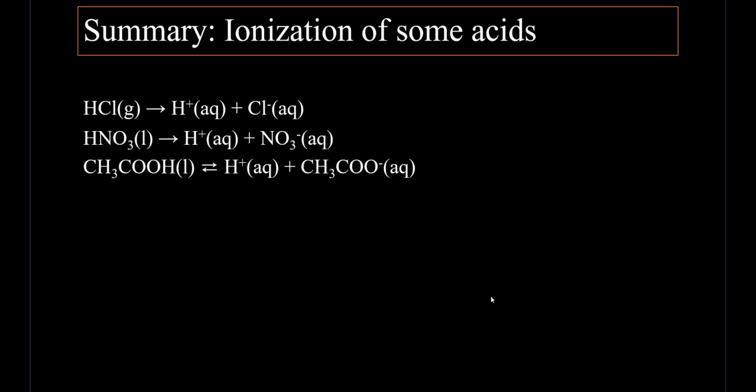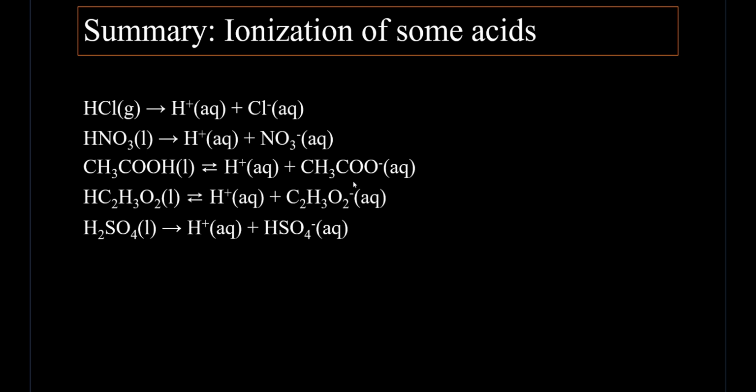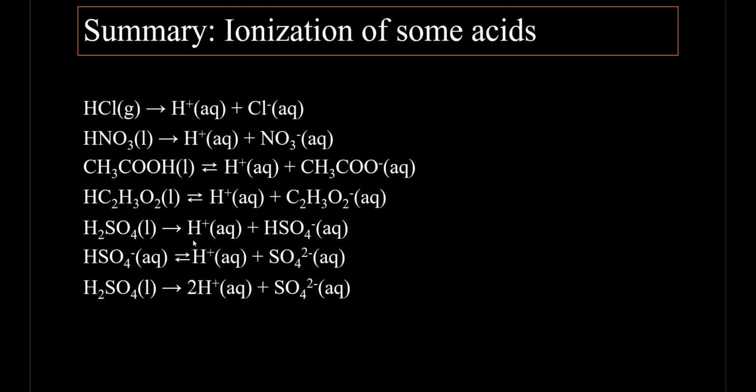It's going to predominantly exist in the solution as the acetic acid molecule, with a little bit of hydrogen and acetate ions floating around. Here's just a different way of writing the same thing. And then finally, the most complicated one, the diprotic acid, sulfuric acid. Yes, it's a one-way street to remove the initial proton, but a two-way street when it comes to removing the second proton from the hydrogen sulfate ion.